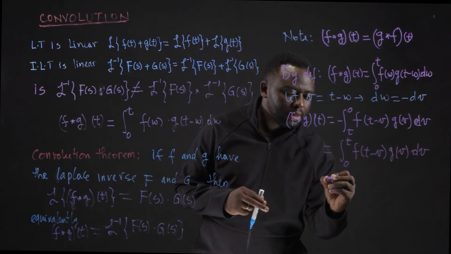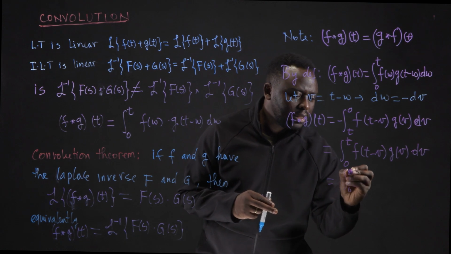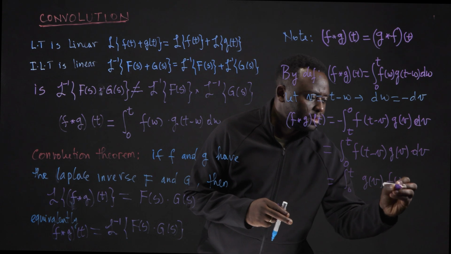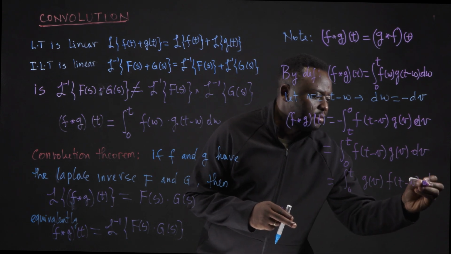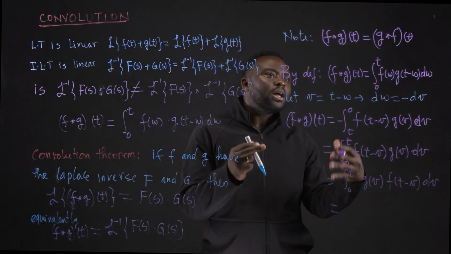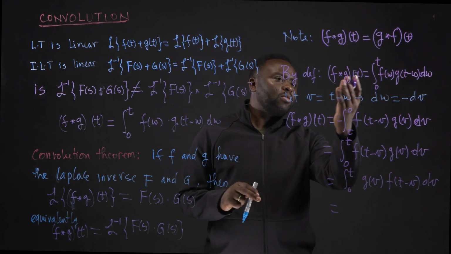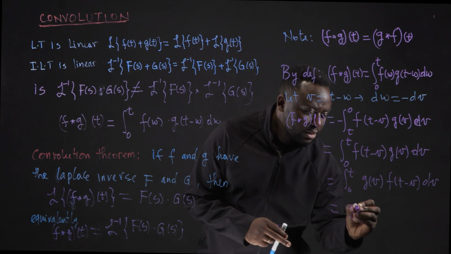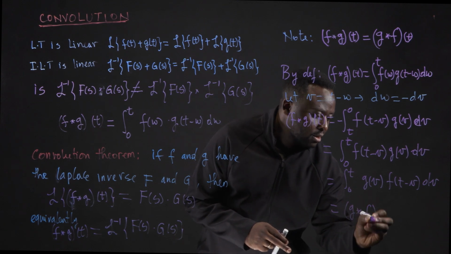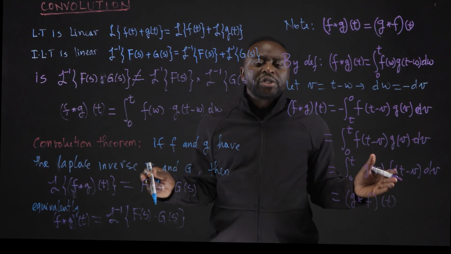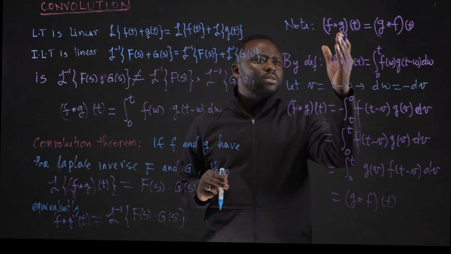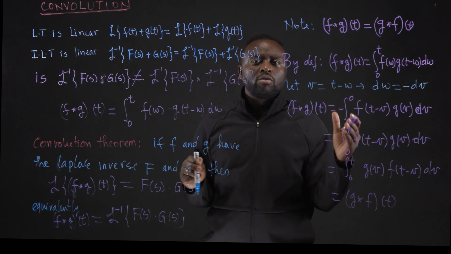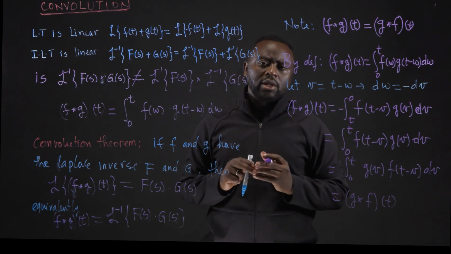Alright, we can change the position of these two functions. It doesn't matter. So this is the integral from 0 to t of g of v times f of t minus v dv. All right, at this stage, by definition of the convolution, this is exactly the convolution of the function g with f of t. We have shown that the convolution of the function f with the function g is equal to the convolution of the function g with the function f.